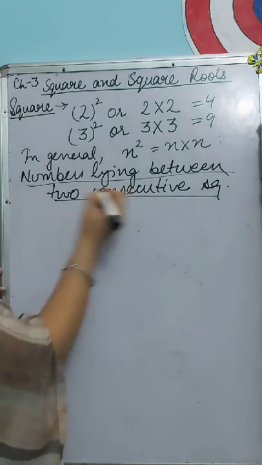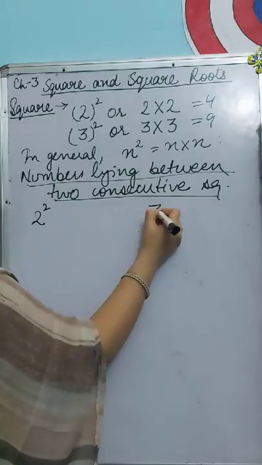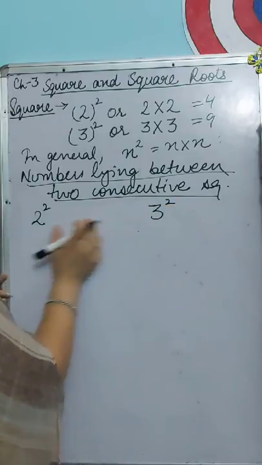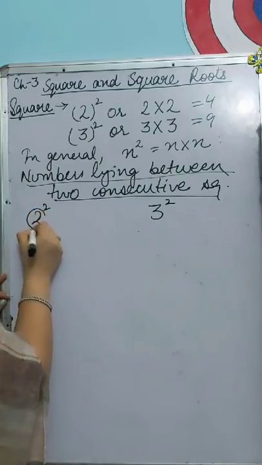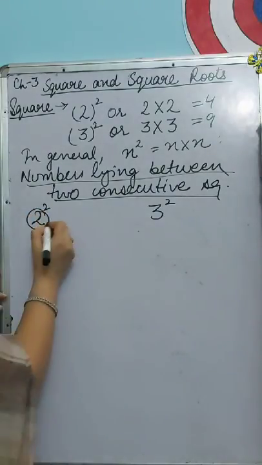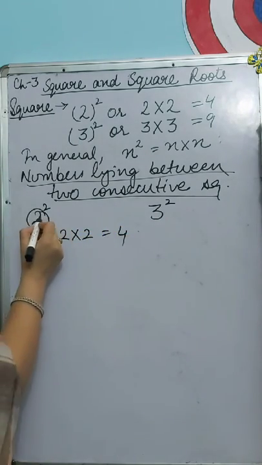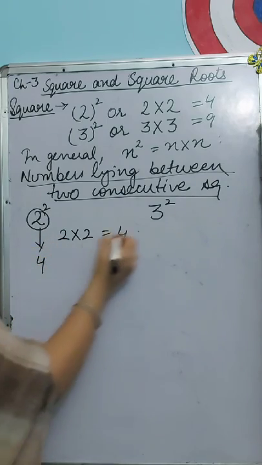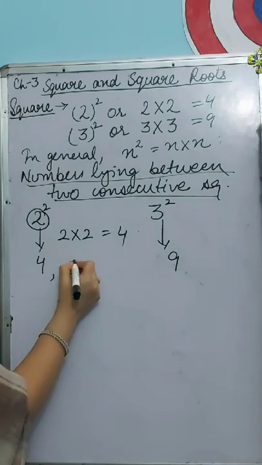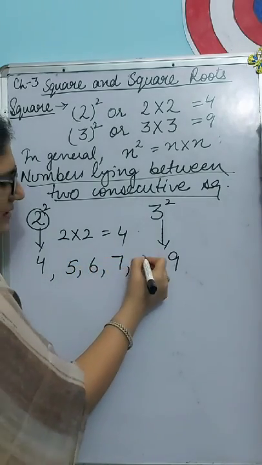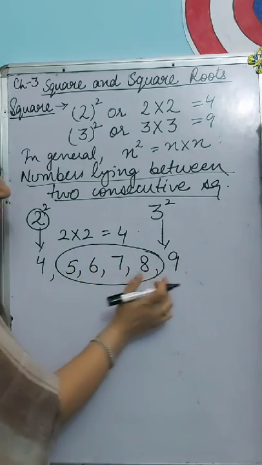So how can you find out the number of numbers lying between 2 square and 3 square? How many numbers are lying in this gap? What you have to do is simply take this number and multiply it with 2. 2 multiplied by 2 is equal to 4. So let us watch. 2 square is 4 and 3 square is 9. What number comes after 4? 5, then 6, then 7, then 8. So 4 numbers are lying between two perfect squares.